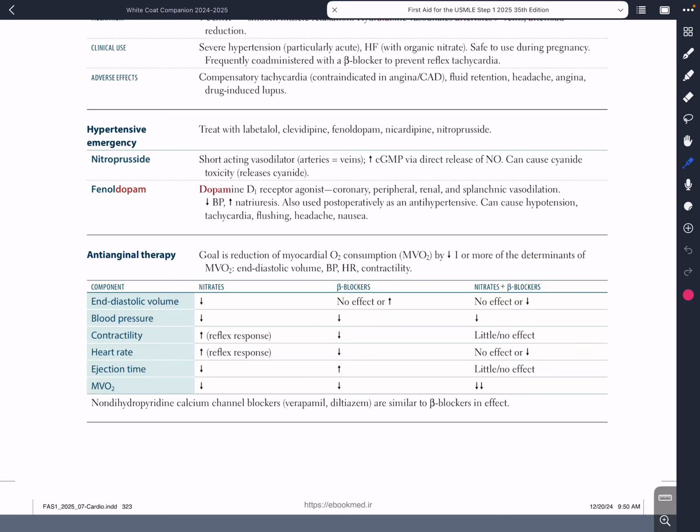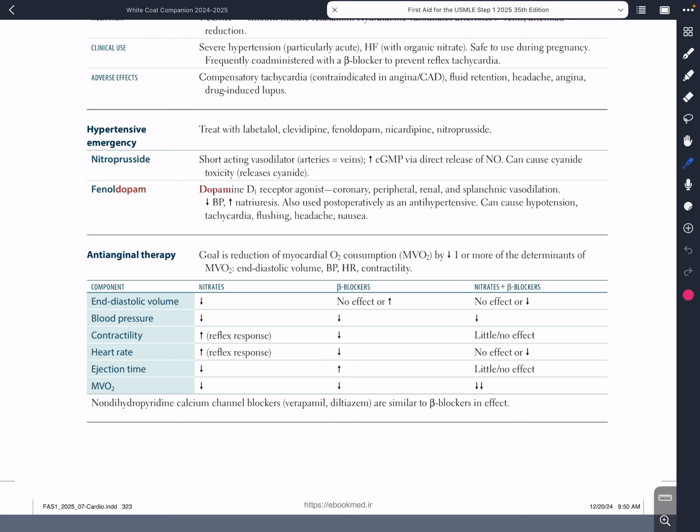Now let's see what happens if you have increased heart rate. Contractility and heart rate are the same thing, so the results are the same. If you have increased contractility and increased heart rate and you give nitrates, they tend to increase with reflex responses. In a situation where you give a beta blocker, they both go down. The net effect is that they cancel out each other.